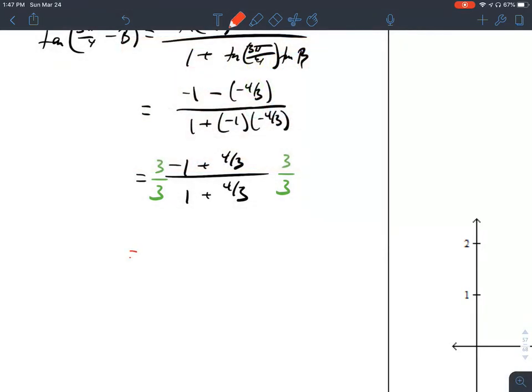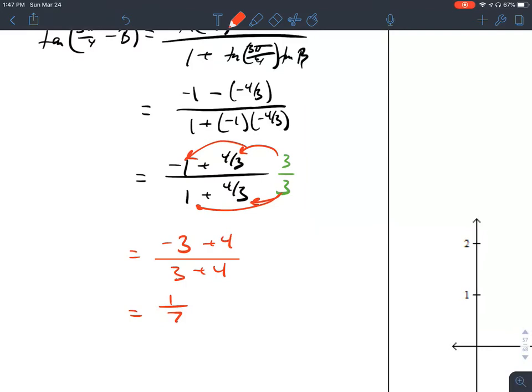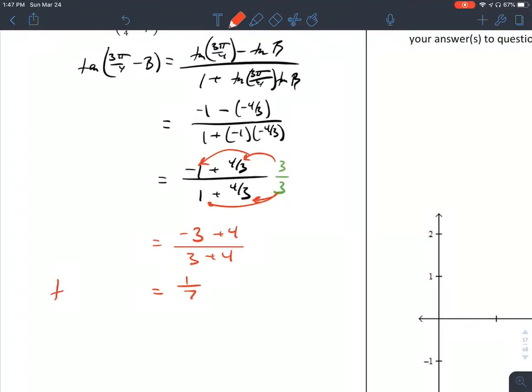So here's what that does for me. It gives me a -3 plus 4. Essentially, I'm distributing this. 3's cancel in that case. Here, it doesn't cancel. 3's cancel in this case, and here, it doesn't cancel. Let me just write it once. So that's going to be over top of 3 plus 4. That's going to be 1/7. Therefore, tangent of 3 pi over 4 minus beta is 1/7.